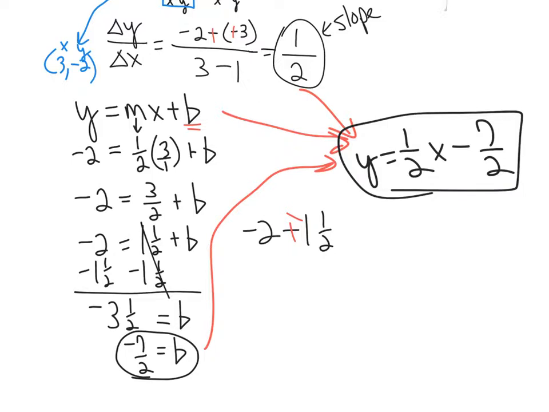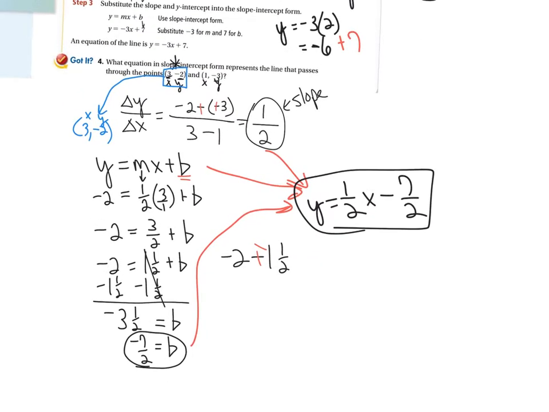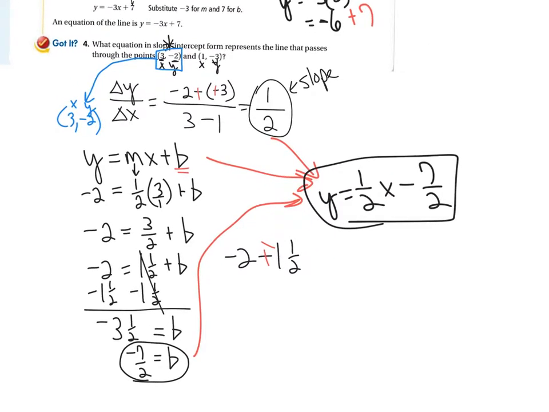What you'll find as you do these problems, though, is it's probably going to be easier for you just to leave it as a fraction, -7/2. And I'm not going to go through the whole thing here on this video, but if you put in the point 1, -3, you could try that. Put 1, -3 into the equation, and you'll get the same y-intercept.